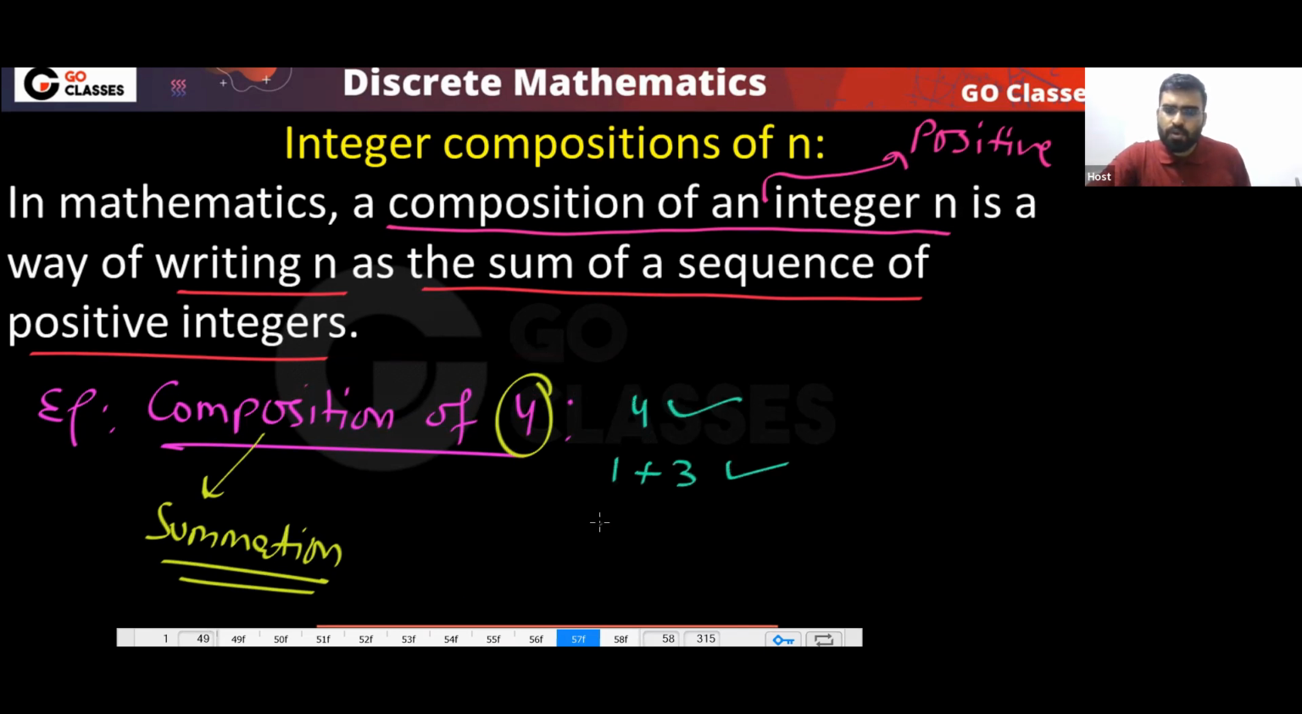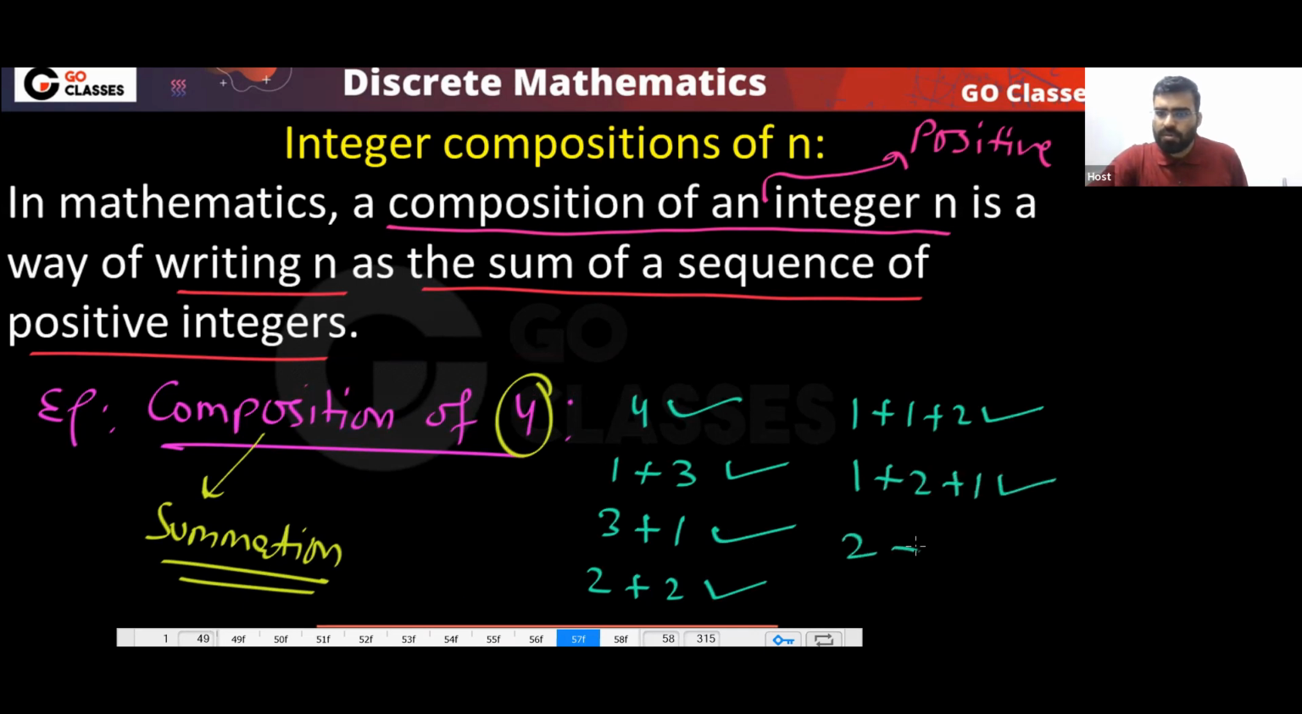This is another composition of 4. This is another composition of 4, and another, and another. So these are the compositions of 4. Is it clear? The definition of composition.